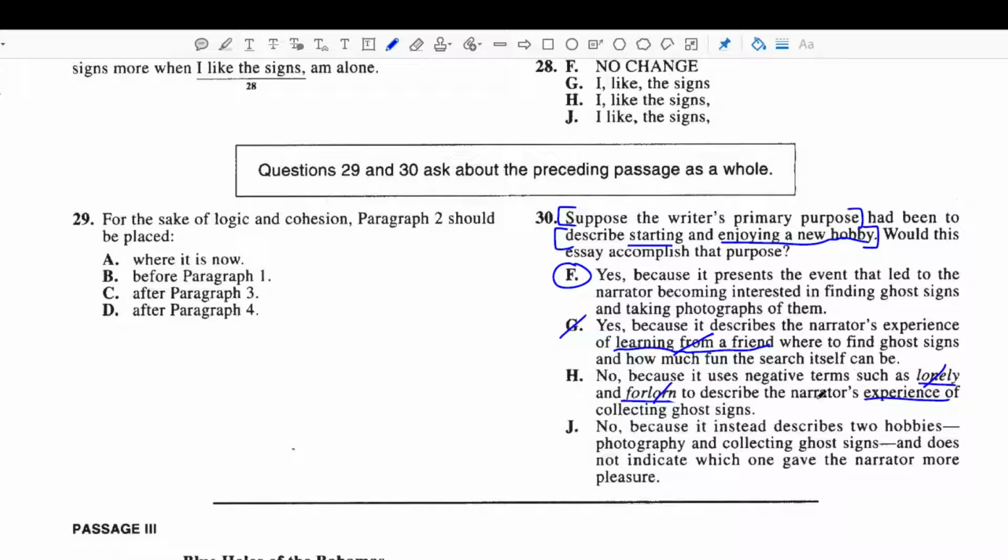And if you recognize that this was incorrect, you could mark this wrong. Let's go to J. No, because instead it describes two hobbies, photography and collecting ghost signs. So what's going on here is that the narrator collects pictures of ghost signs. The narrator goes around, snaps a picture, and that's what the narrator means by collecting ghost signs. So if you weren't reading carefully, then you might have picked J, but if you were, you would recognize that it's really just one hobby and not two. Again, that's a decoy answer, and you could mark off J. So even if you weren't sure if it was yes or no, remember, you can always go into the details here, and hopefully you can mark off some of these decoy answers. In that case, you would eliminate the wrong answers and you would still arrive at the right answer, which is F.